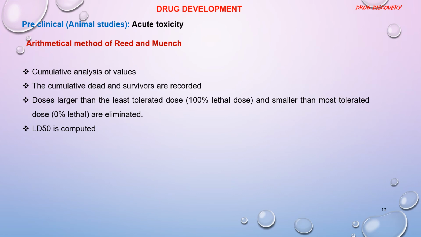The arithmetical method of Reed and Muench, which was proposed in 1938 to determine the median lethal dose. In this analysis, cumulative analysis of the values is done. The cumulative dead and the survivors are recorded. Doses larger than the least tolerant dose and smaller than the most tolerant dose are eliminated and the LD50 value is calculated.